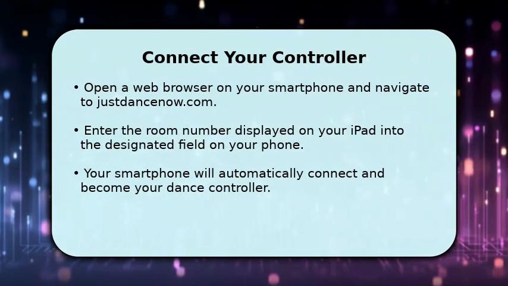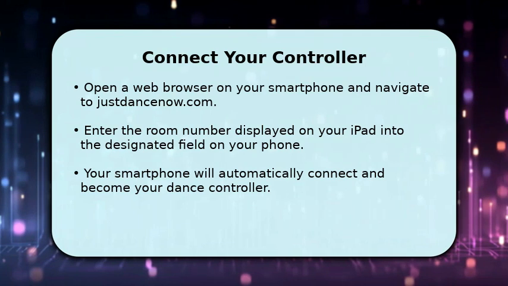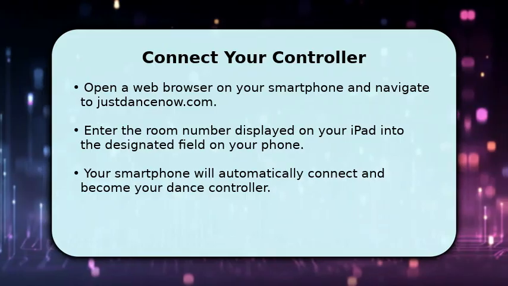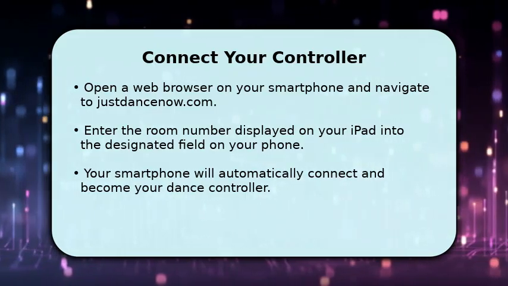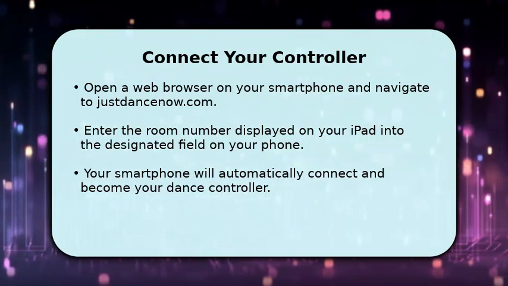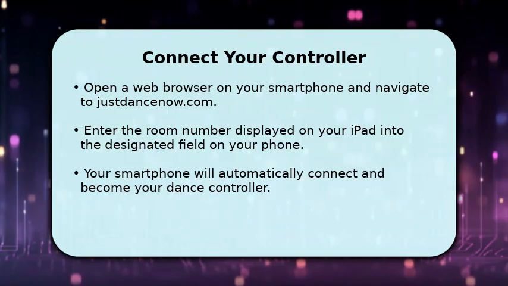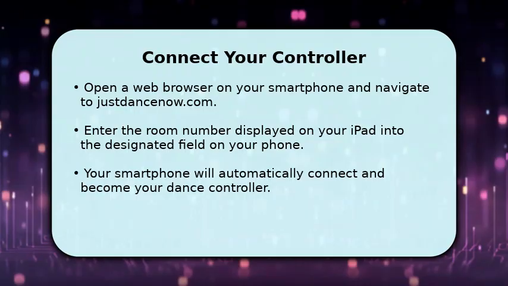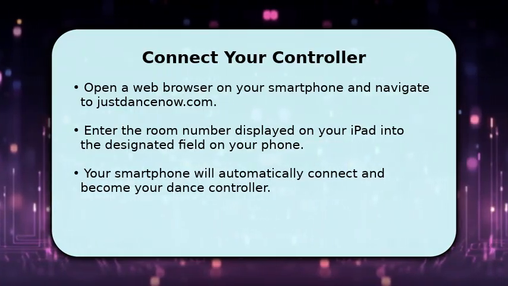Now, let's connect your controller. Grab your smartphone and open any web browser. Go to the website justinceno.com. On this page, you will find a space to enter the room number that is currently showing on your iPad. Type in the 5-digit or 6-digit code, and your smartphone will instantly synchronize, transforming into your personal dance controller.